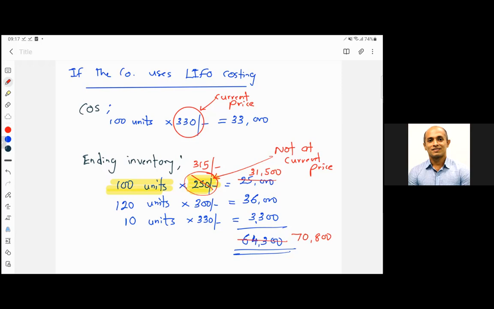But if you are an external analyst, you don't have this piece of information. So what you have to do is get the industry data and see by which percentage the price level has gone up. Then you have to apply that percentage to the stock value.